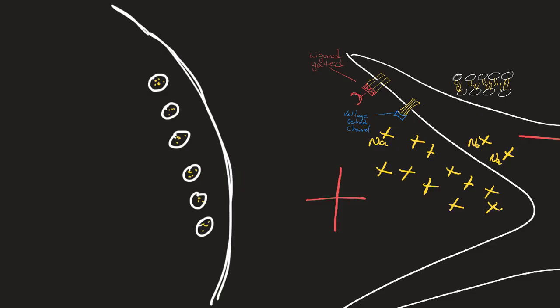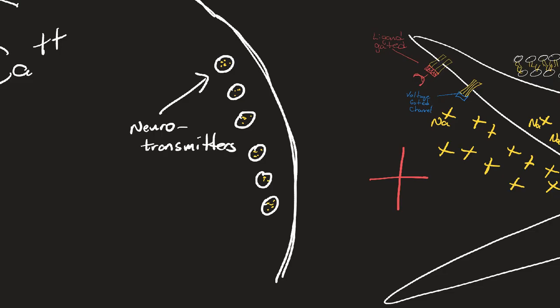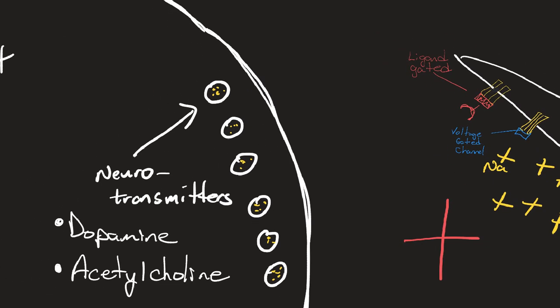In this case, because we're talking about the brain, we call these neurotransmitters. You've heard of this? Neurotransmitters, some examples are dopamine, acetylcholine, and some others. There's many different kinds.